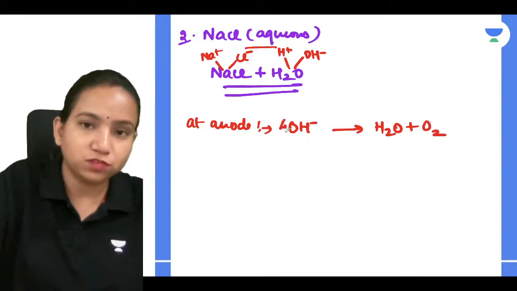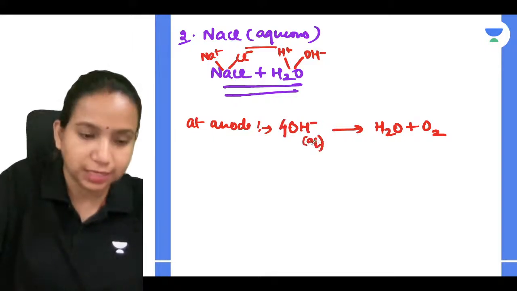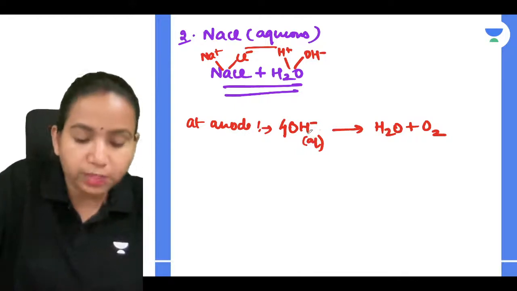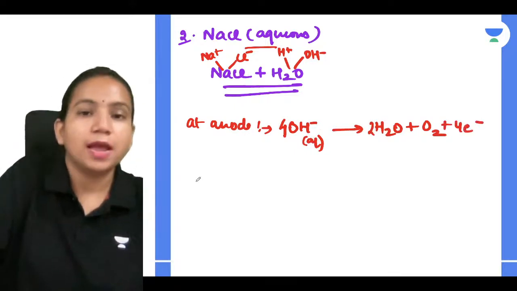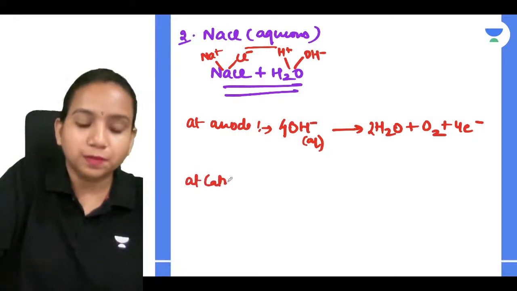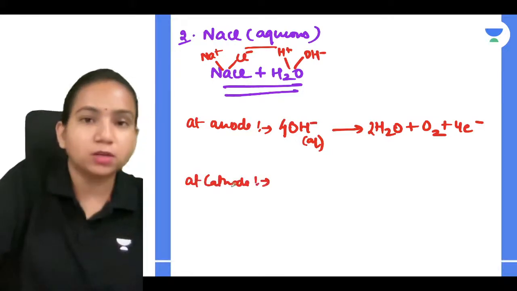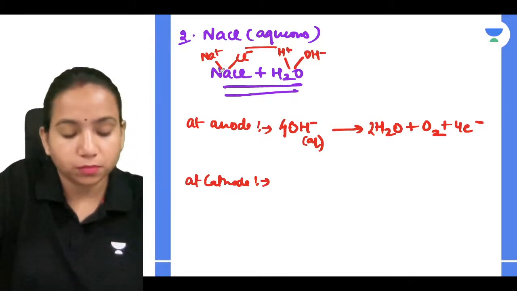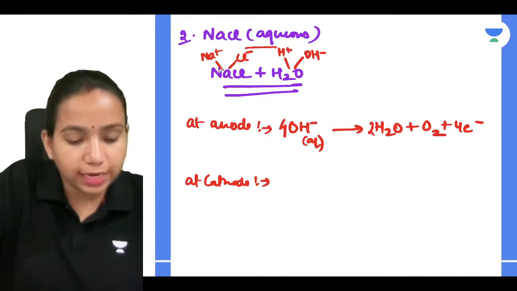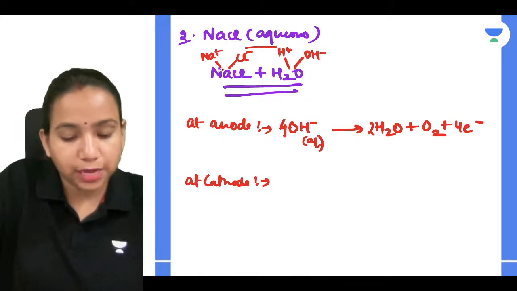And what will be the reaction for it? You will have 4 OH minus ions aqueous. They'll be giving 2 water molecules plus O2 and they'll be losing 4 electrons. And at cathode, what will happen? Very simple. At cathode, you'll be having the hydrogen and sodium.